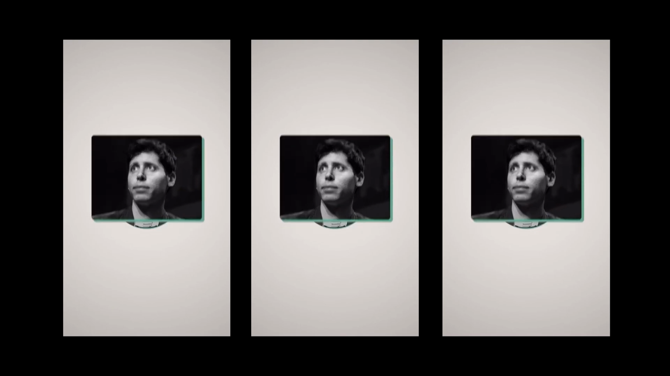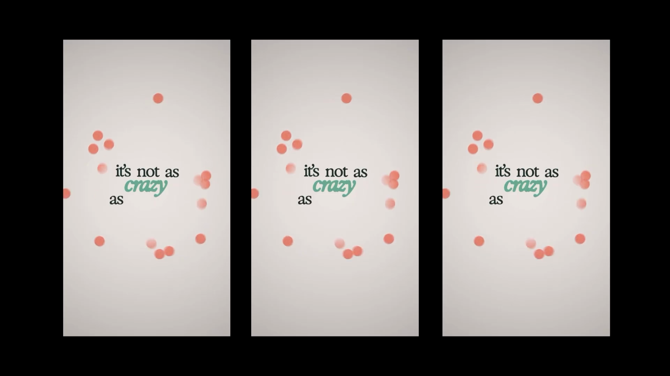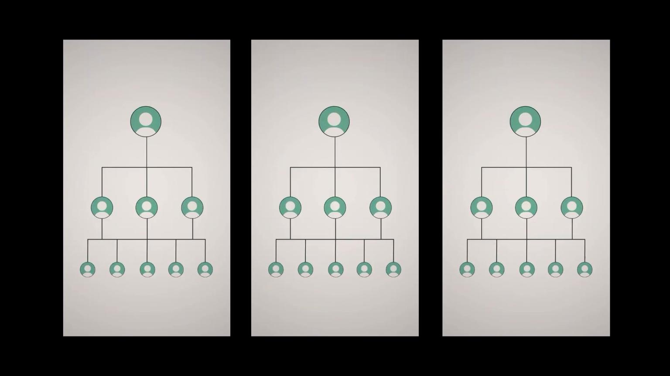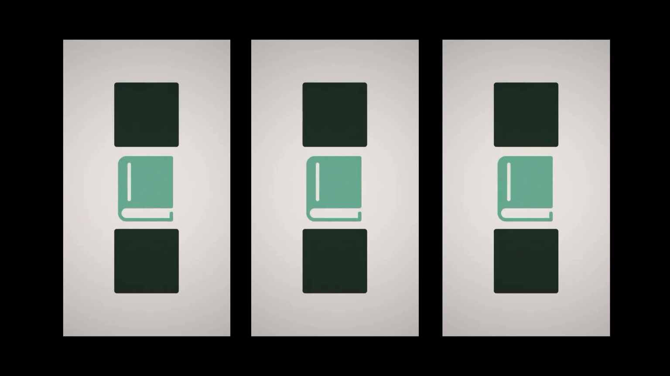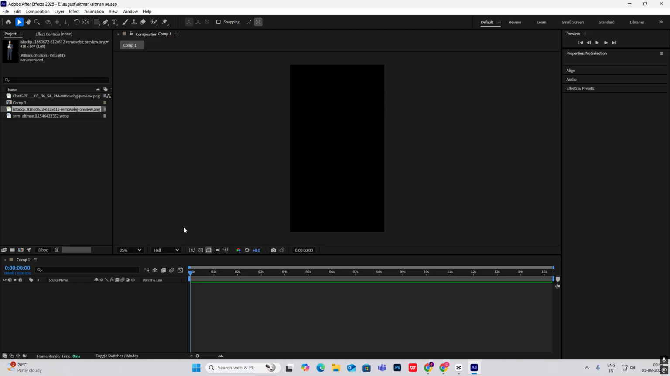Sam Altman says a one-person, billion-dollar company is coming soon, and honestly, it's not as crazy as it sounds. With AI agents replacing entire departments and working 24/7, the standard startup playbook of raising millions, hiring big teams, and scaling later is over. Hi everyone, let's create a basic motion graphics explainer video.